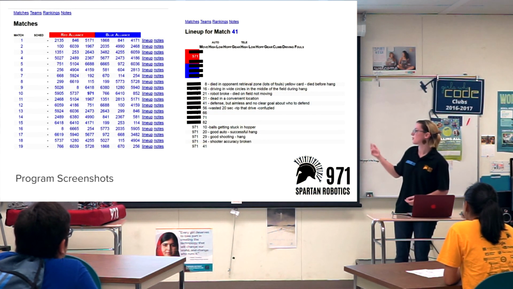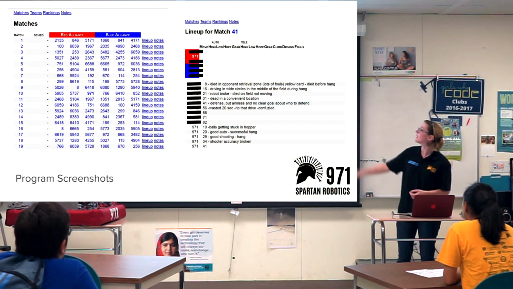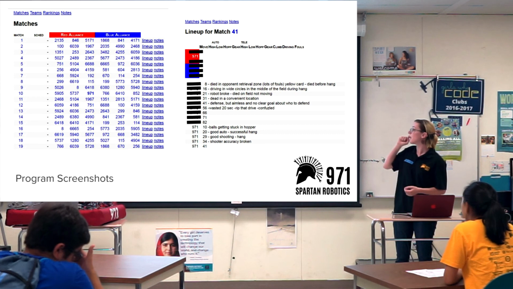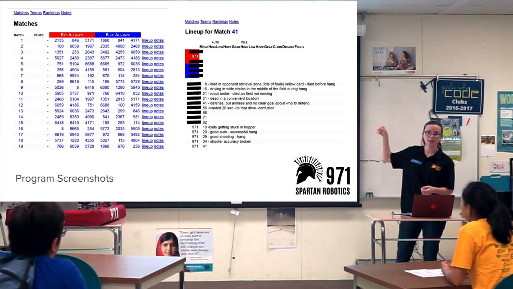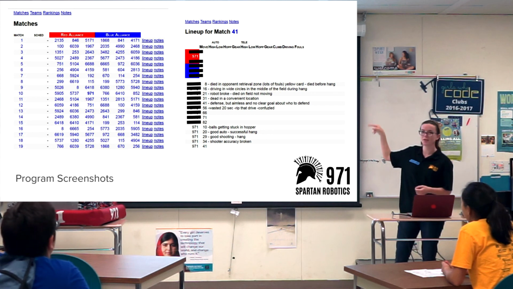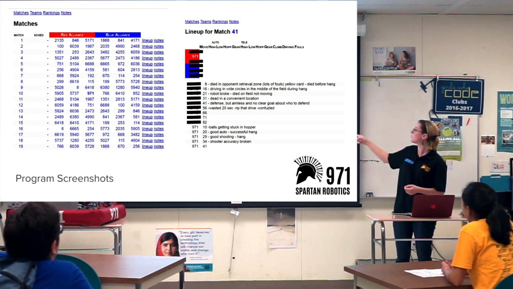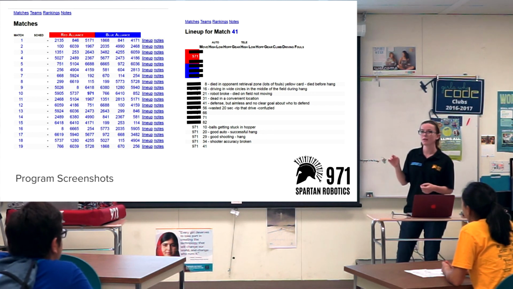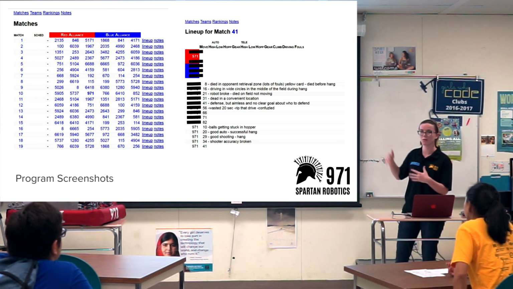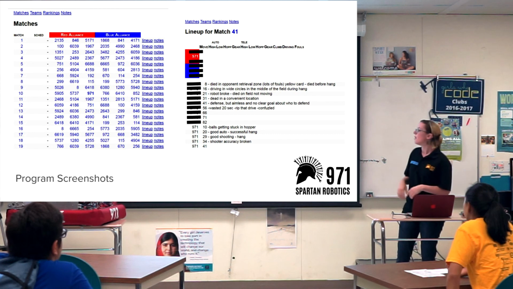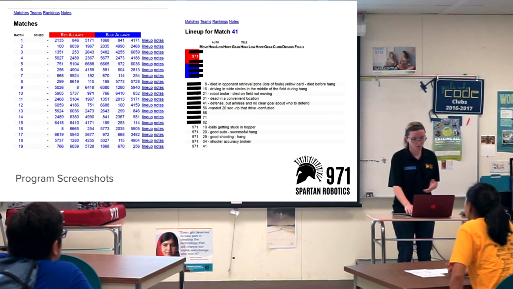This is just some screenshots of our program. You can see it's very simple, and you can click on any team in a lineup. The data was cleared after our last regional, but it would have their average data for various variables. Those are some notes. The notes wouldn't be in there normally until later. They get synced from the notes laptop, which I'll talk about in a minute. But you can see that's what we're able to look at whenever we want.